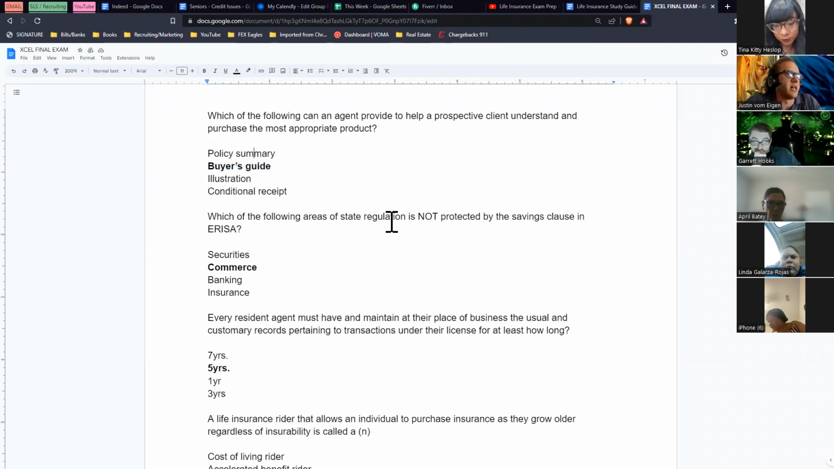Which of the following areas of state regulation is not protected by the savings clause in ERISA? It's commerce. I guess that's just something to know.